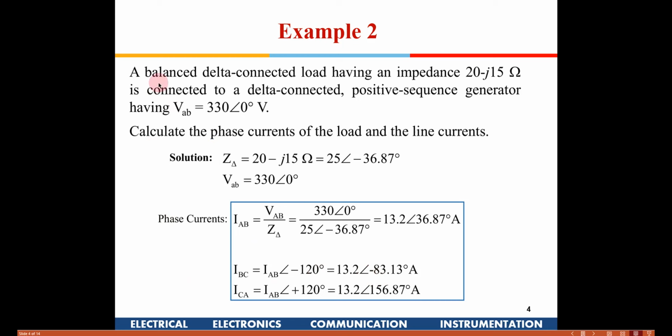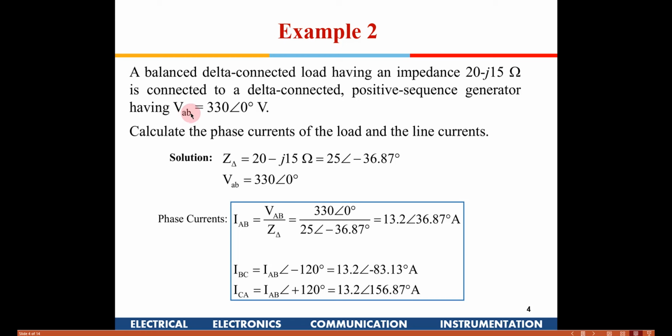Now the next question: a balanced delta connected load having an impedance, and you find it's negative, that means a capacitive load, a resistance and a capacitance in series, is connected to a delta connected positive sequence generator having VAB 330. See the wording here: positive sequence generator having VAB. So AB is not AN, right. That means this is a line voltage, not a phase voltage.